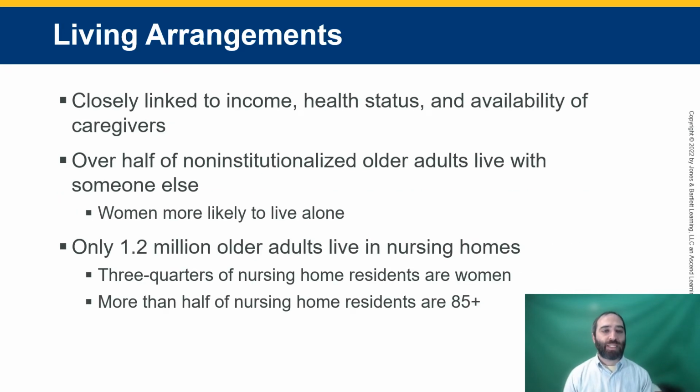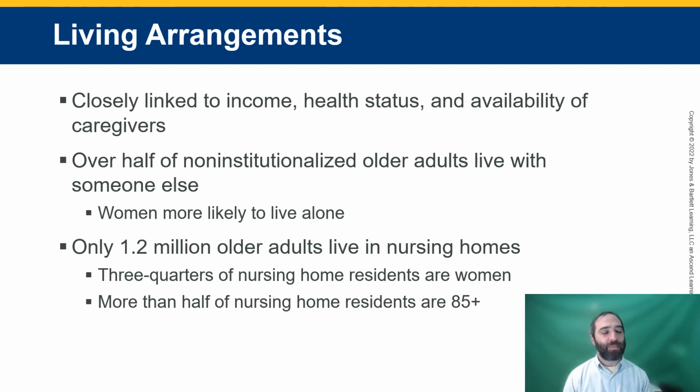Living arrangements. This is oftentimes linked to income and how healthy they are, and if there's someone to take care of them. So for instance, if I can afford to live alone, most of the time I will. And if I am healthy enough to live alone, then I probably will. And if I can hire someone to take care of me in my home, then I'll probably stay in my home. But if none of those are possible, then I'll probably leave my home or not live alone.